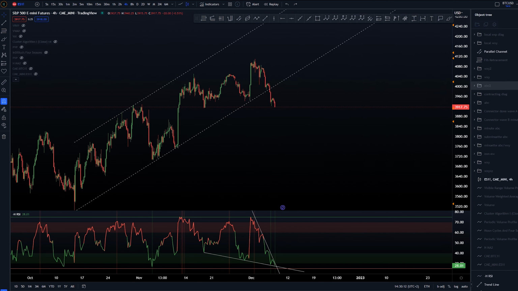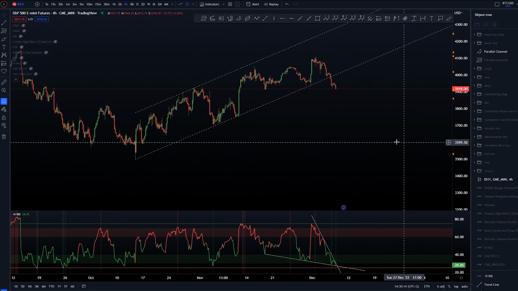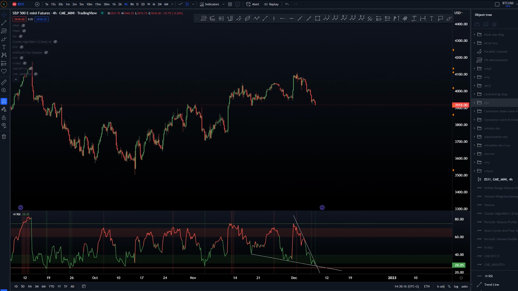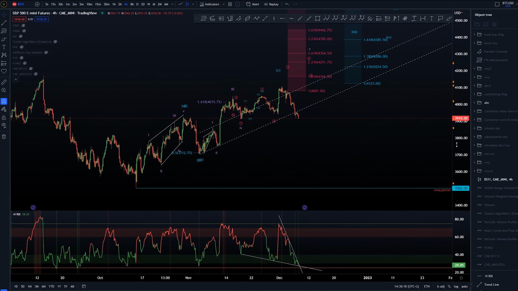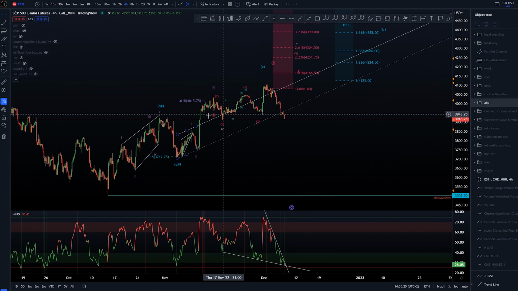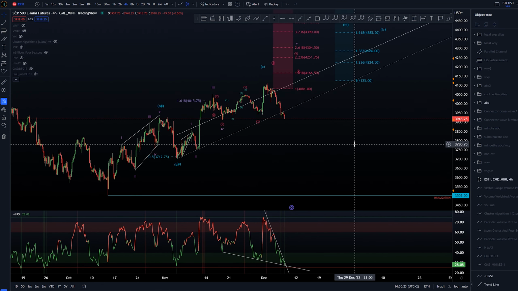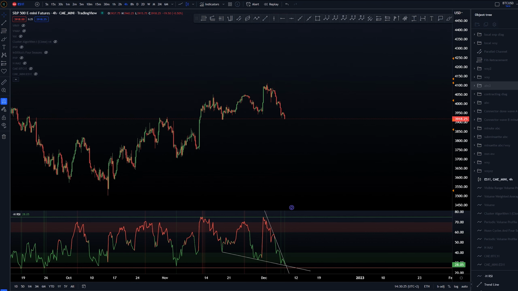So that's that. Now let's take a look at the count itself. So we had a few different ideas. One of them was this ABC. Again, this had some issues here. This is no longer valid. Yesterday we did not even look at that.